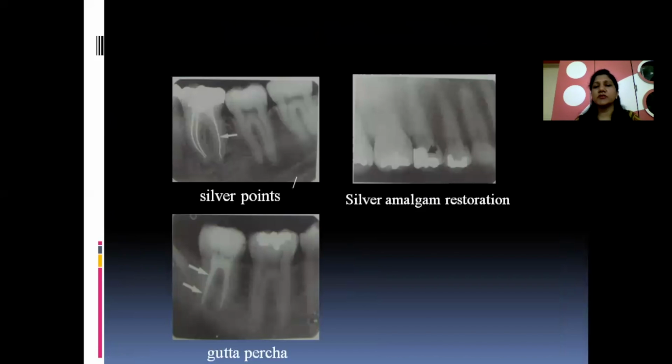But there are certain structures which appeared radiolucent earlier and were then removed. Here the silver points, and very common is gutta-percha. This gutta-percha appears radiopaque. Silver point is more radiopaque as compared to gutta-percha because it is metal. Then the silver amalgam restoration: even recently there is no change in its placement. Though there are many other tooth-colored restorative materials, whenever strength is required, we prefer silver amalgam, so we should know it.